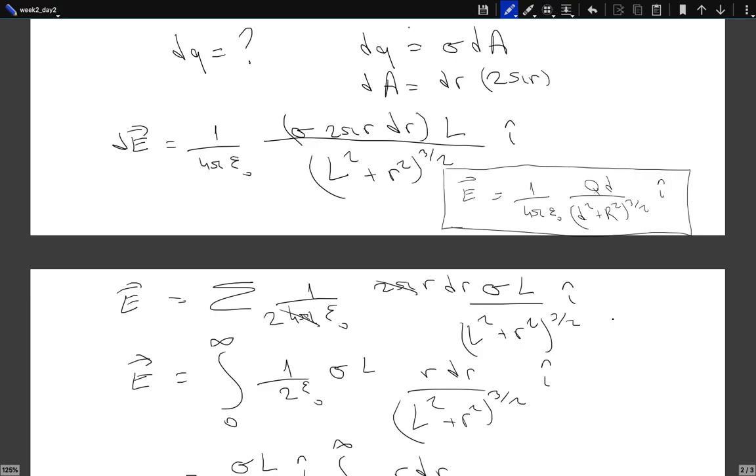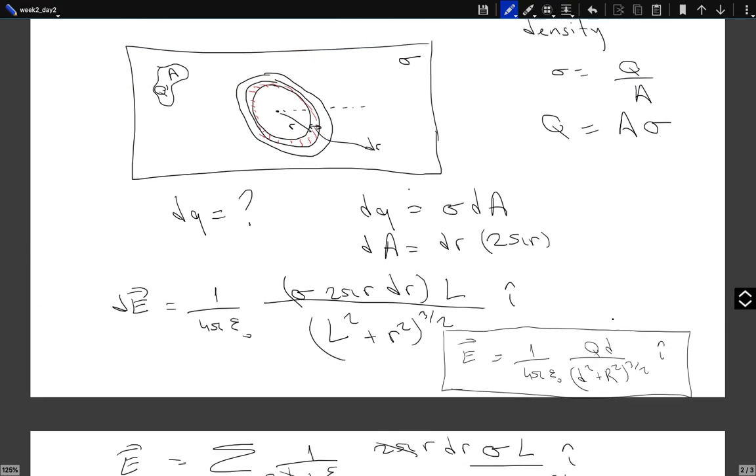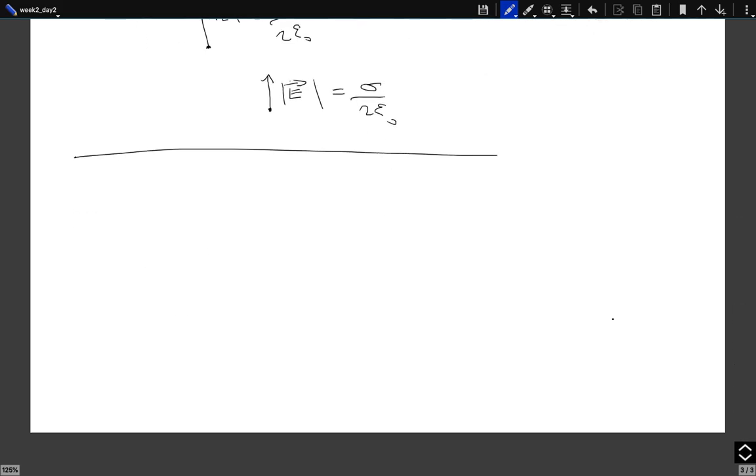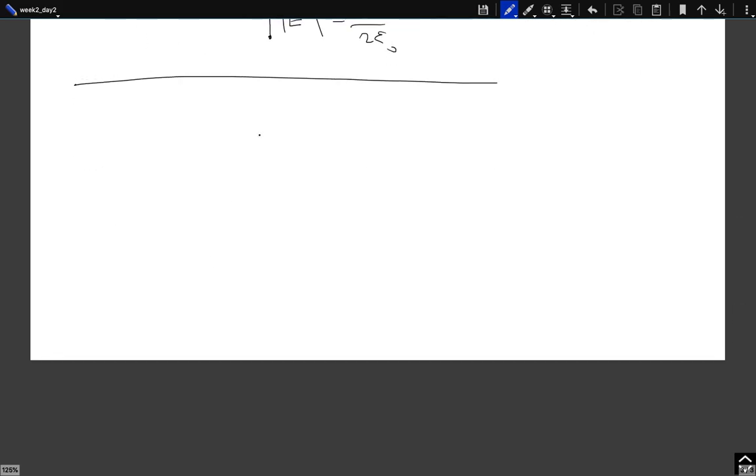Which dA? Okay, so let's go over that. This is my ring.